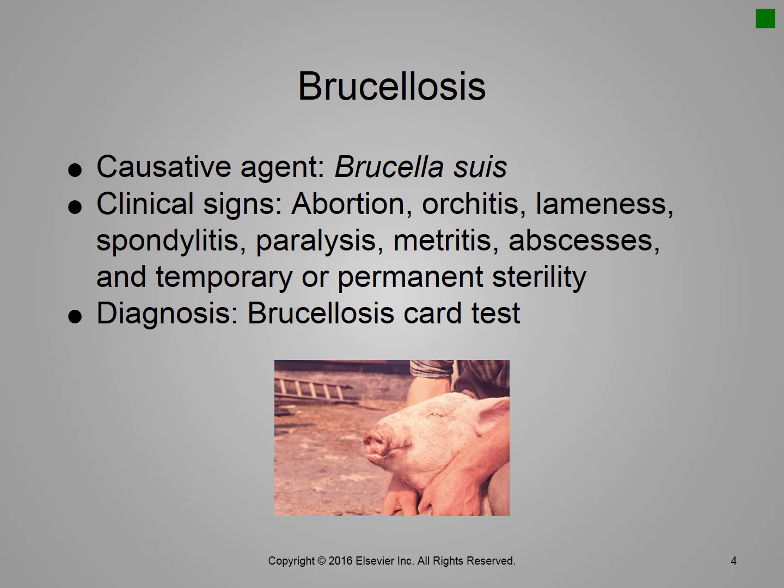There is a card test for it. It's quick, it's easy, it's highly accurate. And if you've got brucellosis going in a herd, you've got real problems.